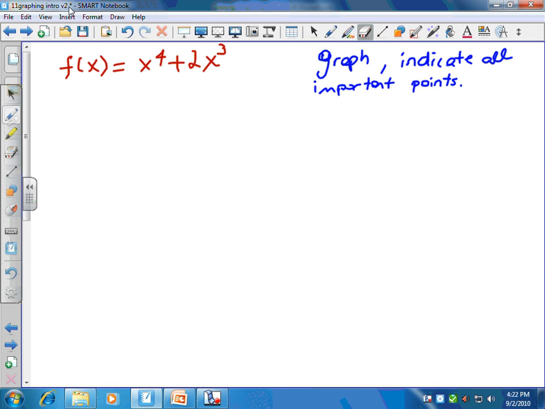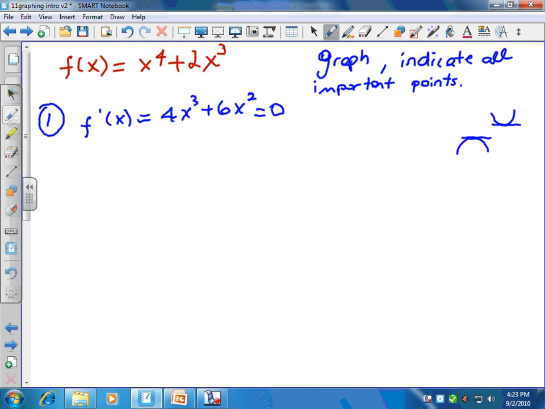So following the steps we just looked at, step number 1, we're going to get information about max, min, and the increasing and decreasing nature of the graph. So first we're going to find the first derivative, and we will set that equal to 0 because we're looking for points where the slope is equal to 0. So the first derivative is 4x cubed plus 6x squared. Setting that equal to 0, let's solve for x. I will factor out a 2x.